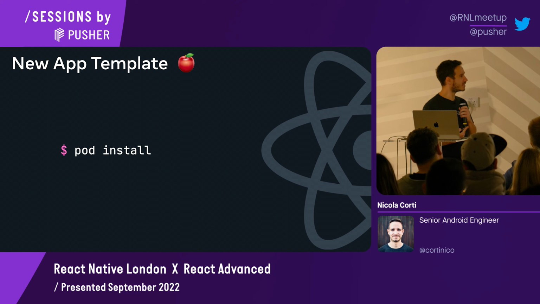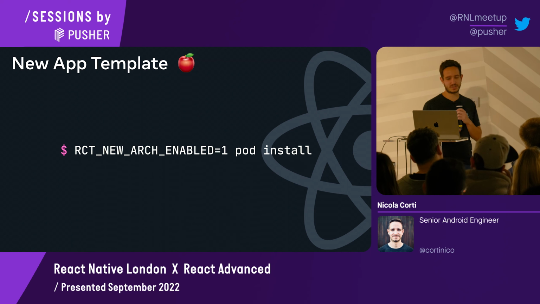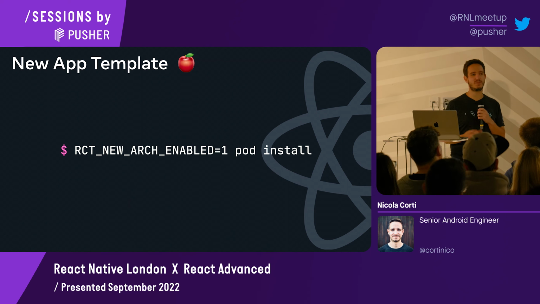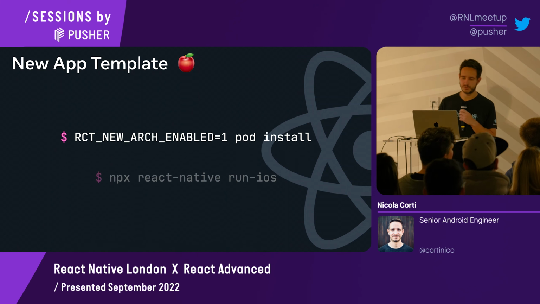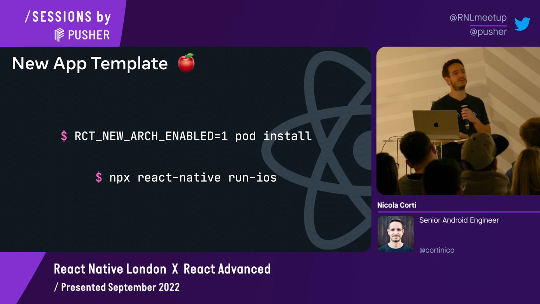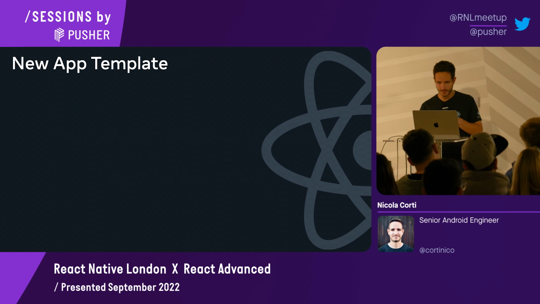Actually, what you will have to do to try the new architecture is set this new arc enabled variable, and you will effectively configure a project that will work with the new architecture. So with React Native run iOS, everything will work.